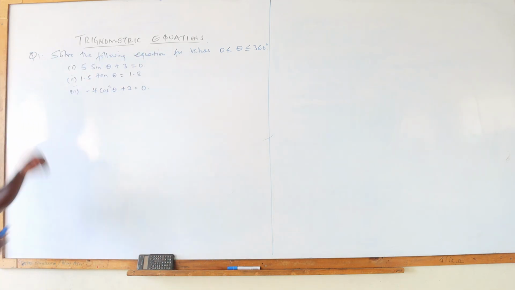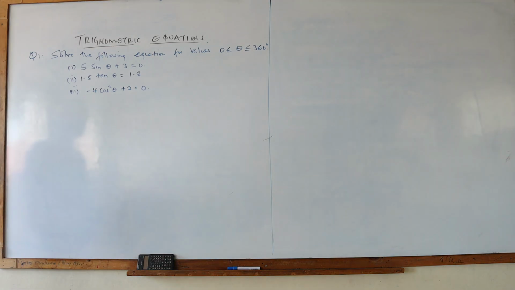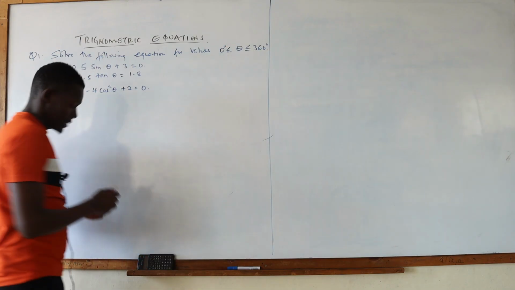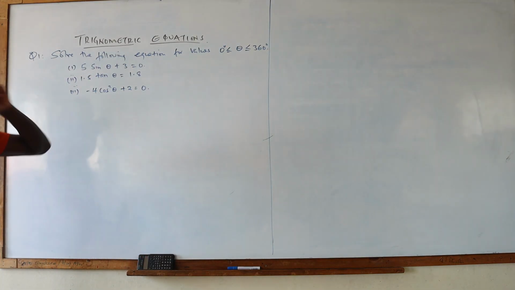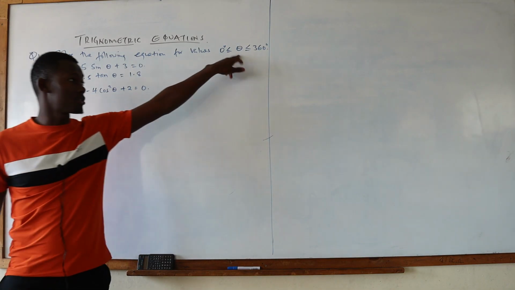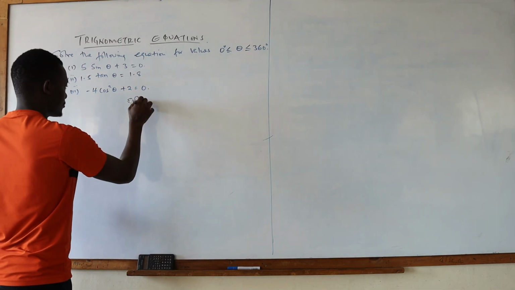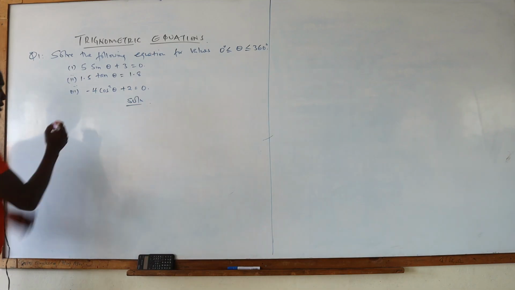Now we have three examples here, and they're both derived from papers. Solve the following equations for values 0 degrees up to 360 degrees. So you're getting values from 0 to 360 degrees for the angle theta. So we start with the first one.